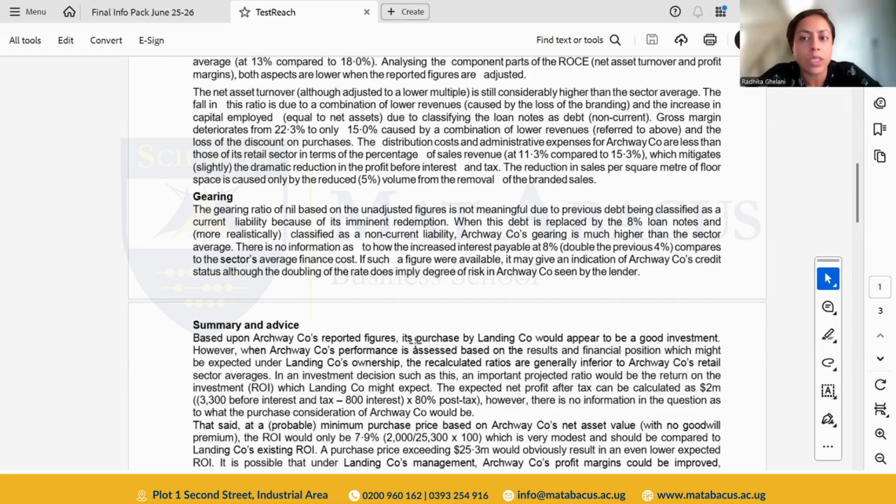But if that figure was available, we could get an idea of the credit ratings of Archway Company. If the 8% would be higher than its industry peers, that means that this company's credit rating is not favorable in the market. That's why they're charging them a higher rate for borrowing. If it was in the same lines, that wouldn't be a problem. But again, we don't have that information, so we can't really comment anything more aside from saying that if this figure was available, we would have been able to get a glimpse of the credit status.